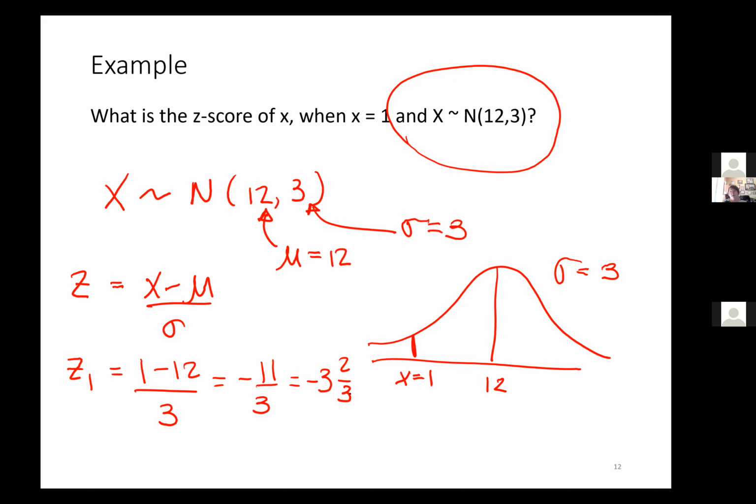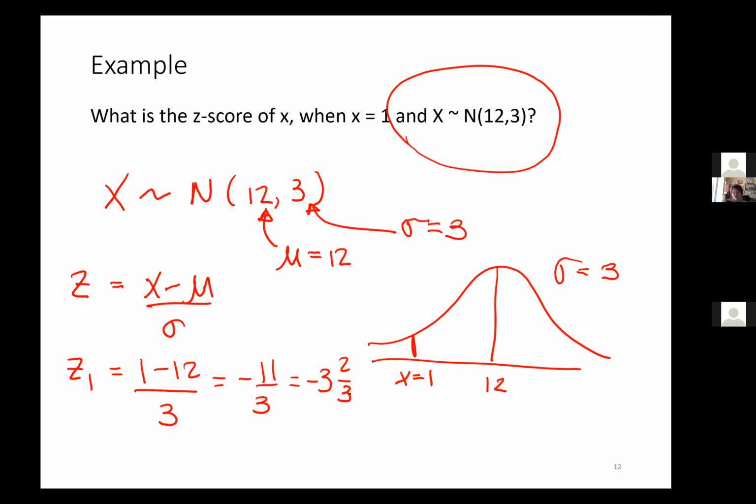So what this tells you is that a data value of 1 is 3 2/3 standard deviations below the mean, or to the left of the mean. So that data value is significantly below the mean. And again, I don't know what this normal distribution represents, but if you get a data value of 1, that's way to the left of the mean of your distribution. As a matter of fact, it's 3 2/3 standard deviations to the left of the mean.